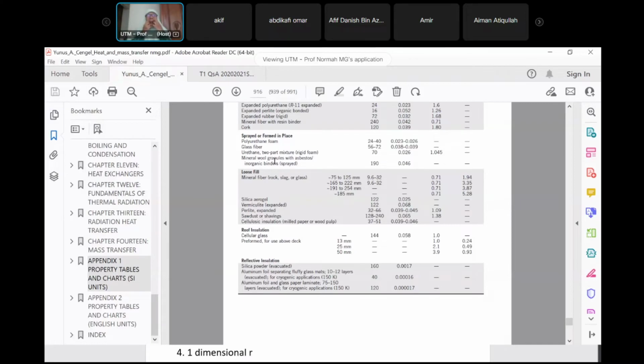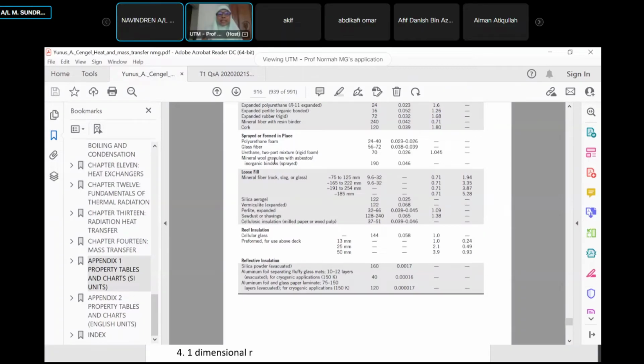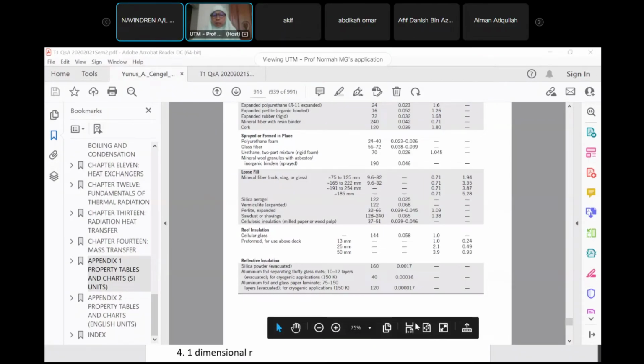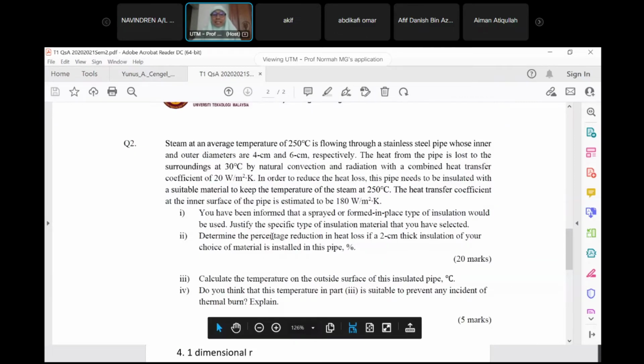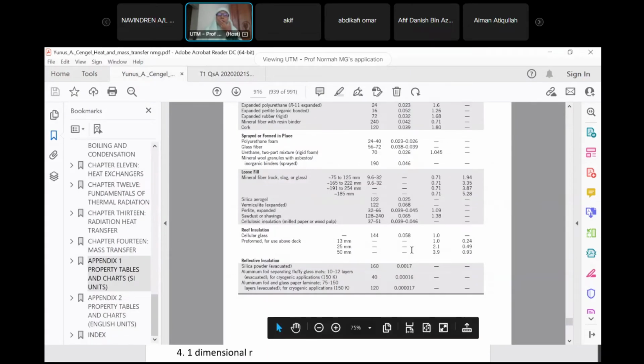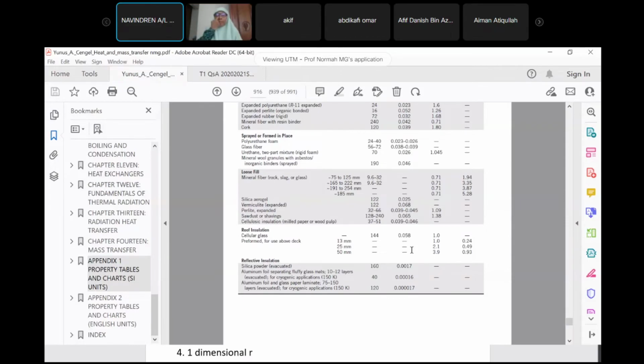You decided to use polyurethane. I justify why. Because the question said, justify the specific type of insulation material that you choose. Maybe because polyurethane is easily available and you don't know.